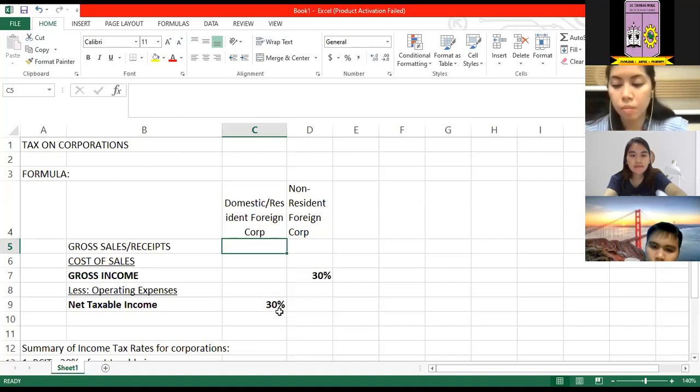Anyone who can read the definition of gross sales or receipts? Ay, ito pala.